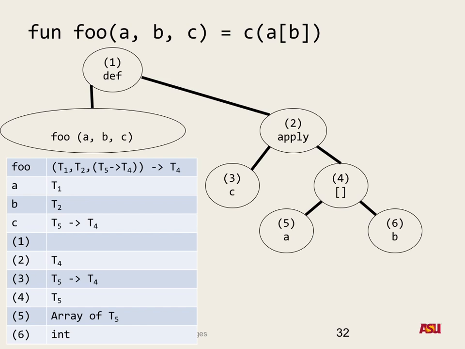Then we look at node 5, and what does node 5 tell us? What constraint does it give us? Node 5, this node. Type T1, right? A is a T1. So this says T1 has to be the same as an array of T5. Which one is more specific? An array of T5. So we can replace everywhere T1 with array of T5.